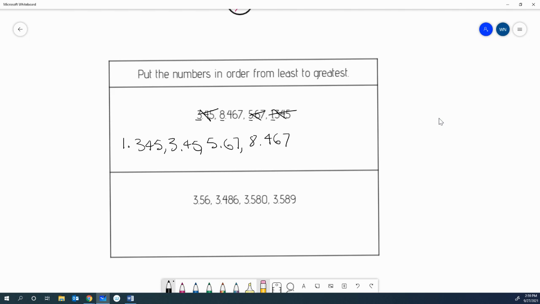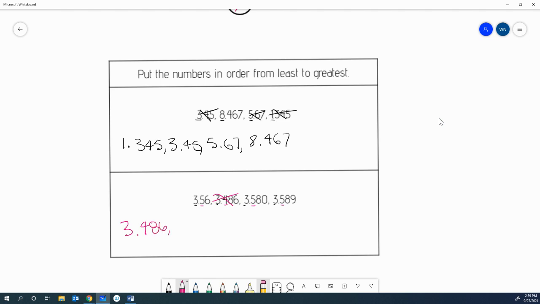For this one, I know I took the easy way out, and the ones place were all different on the first one. But for this one, the ones place are all the same. They're all 3. So you need to move on and look at the tenths place. We've got 5, 4, 5, and 5. I know the 4 is the smallest, so I'm going to go ahead and pick that one first. 3 and 486 thousandths.